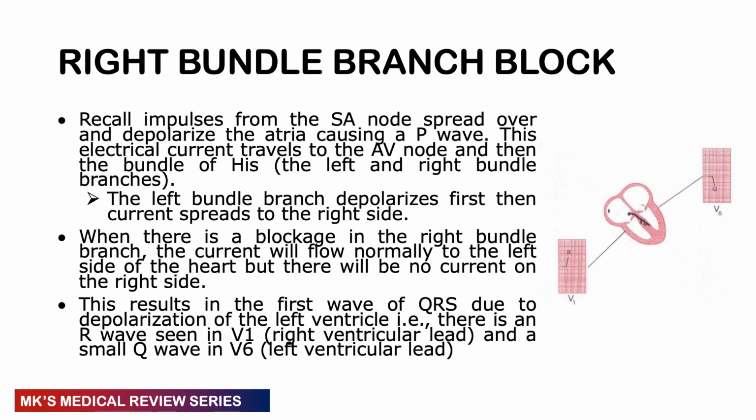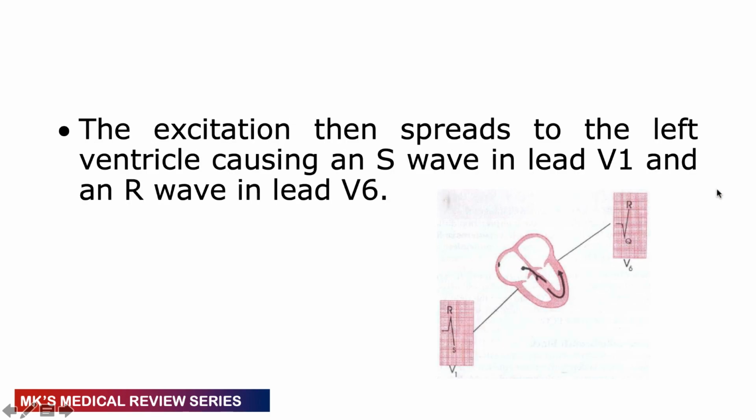So the first wave of the QRS complex, if you're looking at it in V1, which is the right ventricular lead, is going to be positive because this impulse is flowing from the left bundle branch to the right bundle branch. Then, because it's flowing away from V6, which represents our left ventricle, V6 is going to show a negative deflection. So that's what's happening in the first phase.